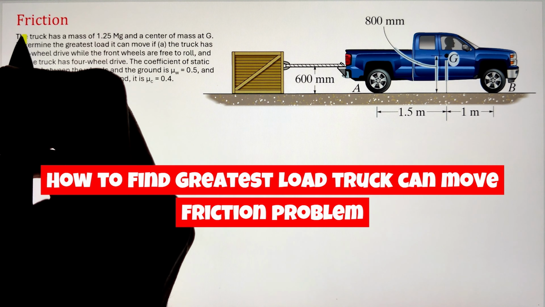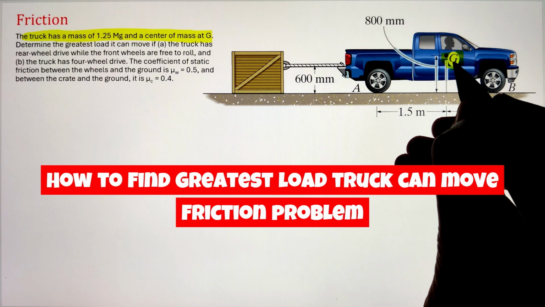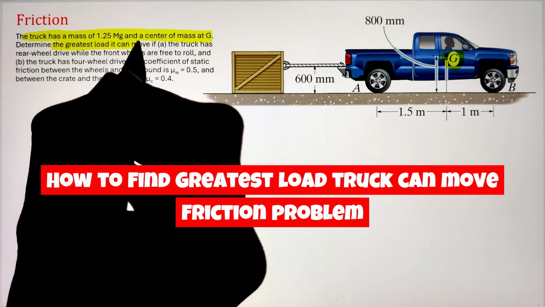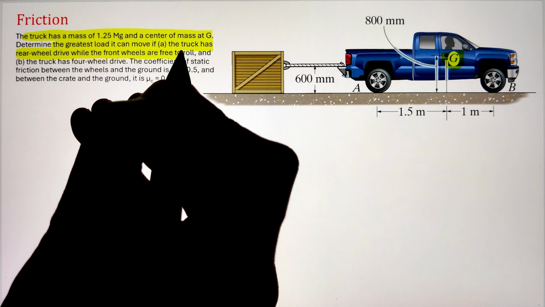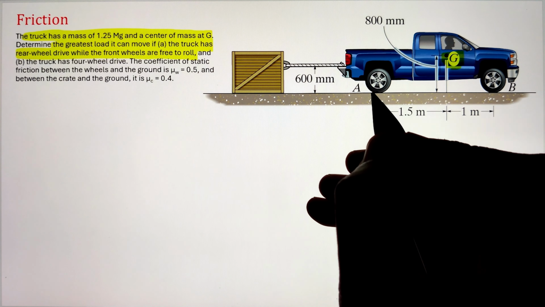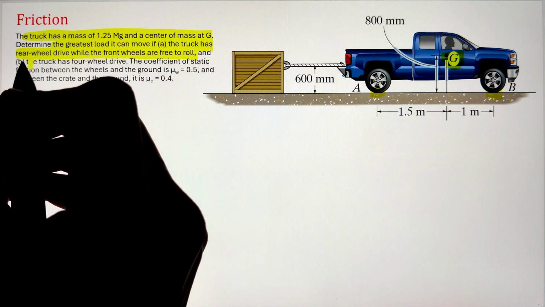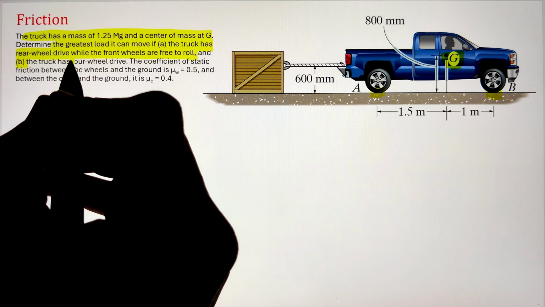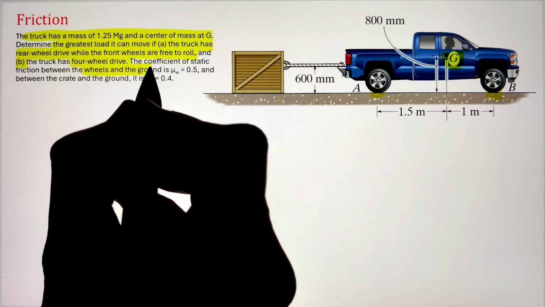If the truck has a mass of 1.25 megagrams and the center of mass is at point G as shown in the figure, in order to figure out the greatest load it can move, in one case the truck has rear wheel drive where the front wheels are free to roll, whereas in part 2, the truck has four-wheel drive. What will be that greatest mass?